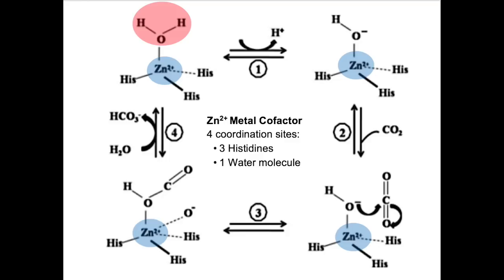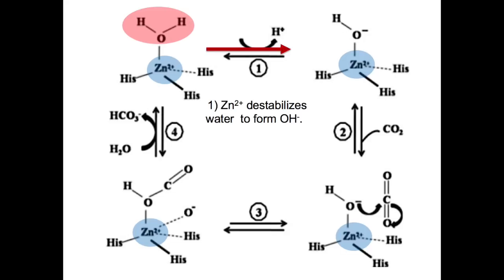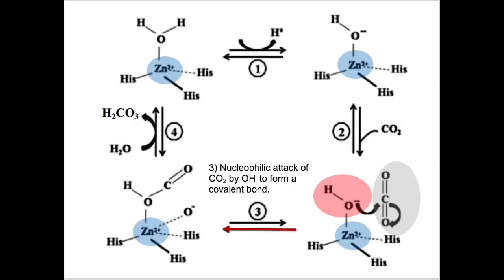This zinc ion has 4 coordination points: 3 histidines and 1 water molecule. The water molecule is actually one of the reactants in this reaction. The role of the zinc ion is to destabilize this water molecule, allowing it to become more acidic and more apt to release a proton. The first portion of this catalysis is the release of that proton by the water molecule to form a potent nucleophile, the hydroxide ion. This hydroxide ion then makes a nucleophilic attack on carbon dioxide.